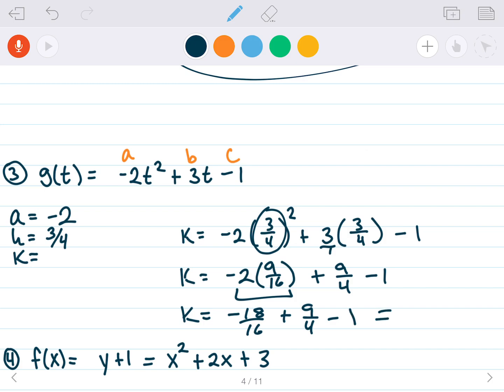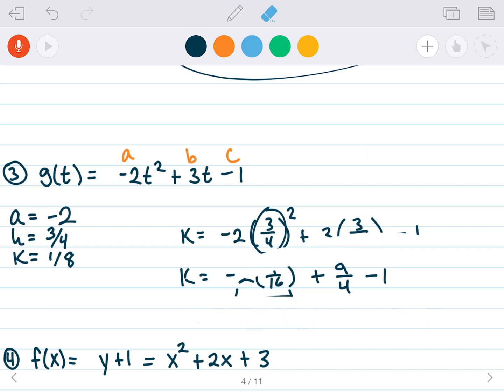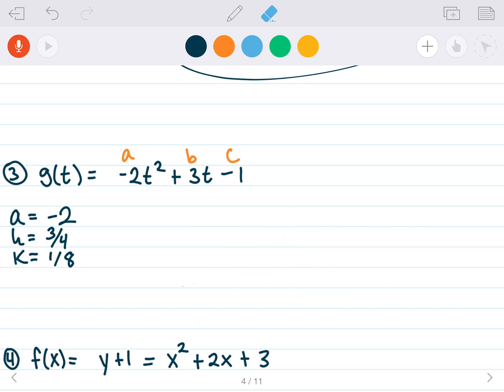And I'm just going to put this in the calculator. So -18 over 16 plus 9 over 4 minus 1. And I get 1 over 8. So that's my k. All right, and so my answer, my formula here in vertex form, is going to be y equals a times x minus h squared plus k.